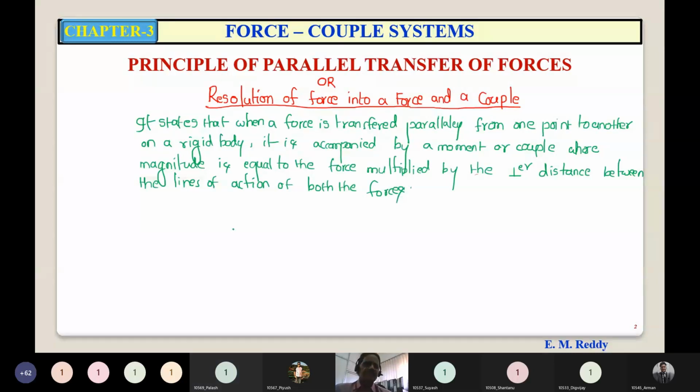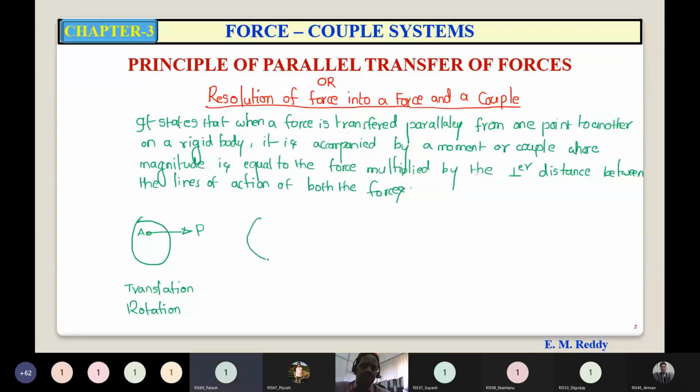To understand this statement better, we will take one example. Suppose, let us consider this as a body. Force P is acting at point A on a rigid body. So this force will have some effect on this body. That effect of force on the body is twofold. Means it may produce translation or it may produce rotation. Right. This is the effect of force on the rigid body.